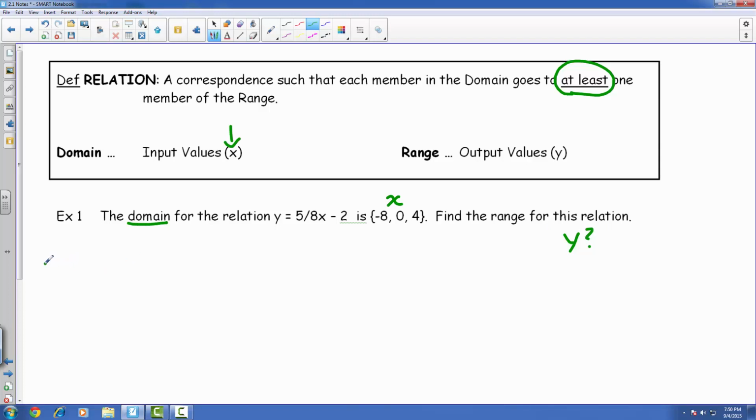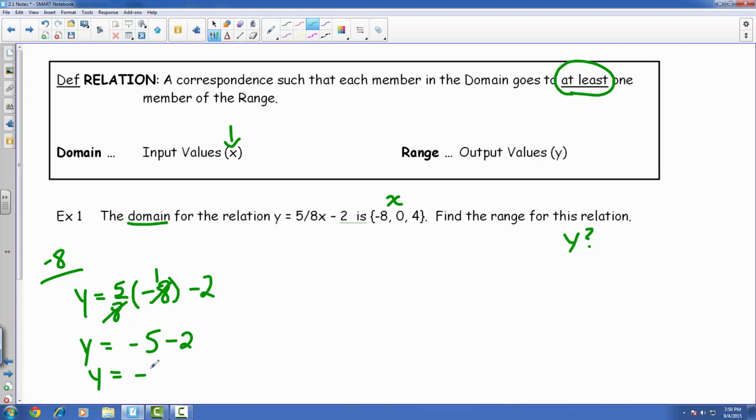So for our first one, we'll start off with -8. We have y equals 5/8 times -8, minus 2. Just doing a little bit of algebra, 8 goes into 8 one time, so really we have 5 times -1. That gives us -5 minus 2, which comes out to be -7.